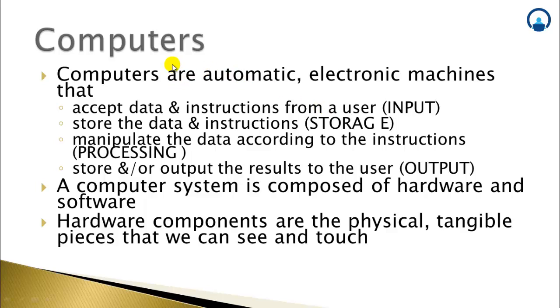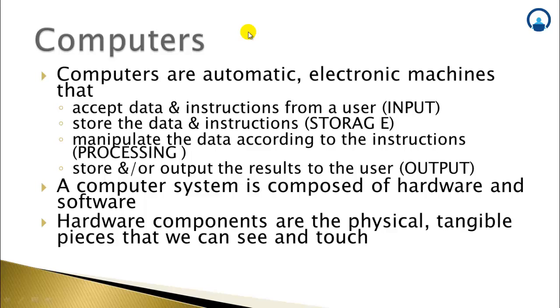Guys, now we'll go with the basics: what are computers basically? Computers are automatic electronic machines that accept data and instructions from user input, store the data and instructions, manipulate the data according to the instructions, and store and/or output the results to the user. You can also say the calculator is a low version of a computer. Computers are electronic devices which accept input and give output in an electronic way. If you want to calculate 2 plus 2 on a calculator, you will type 2, then plus 2, then equals, and you will get the output, 4. So this is what computers do.